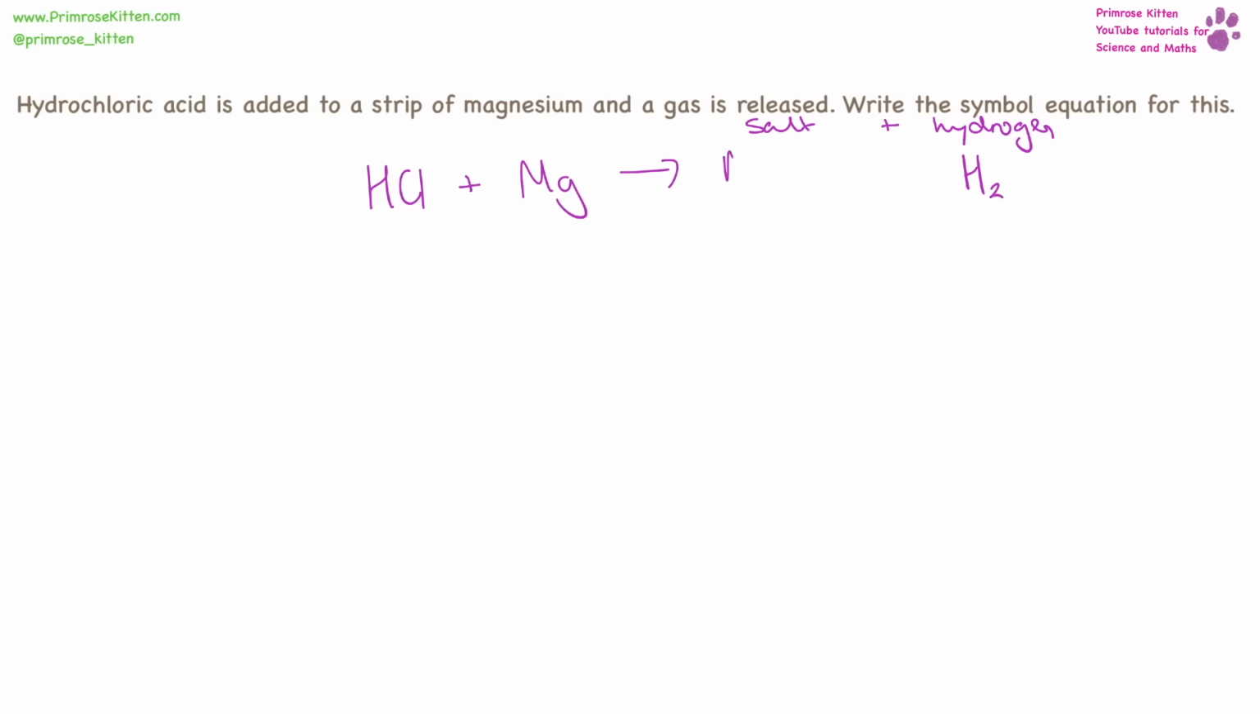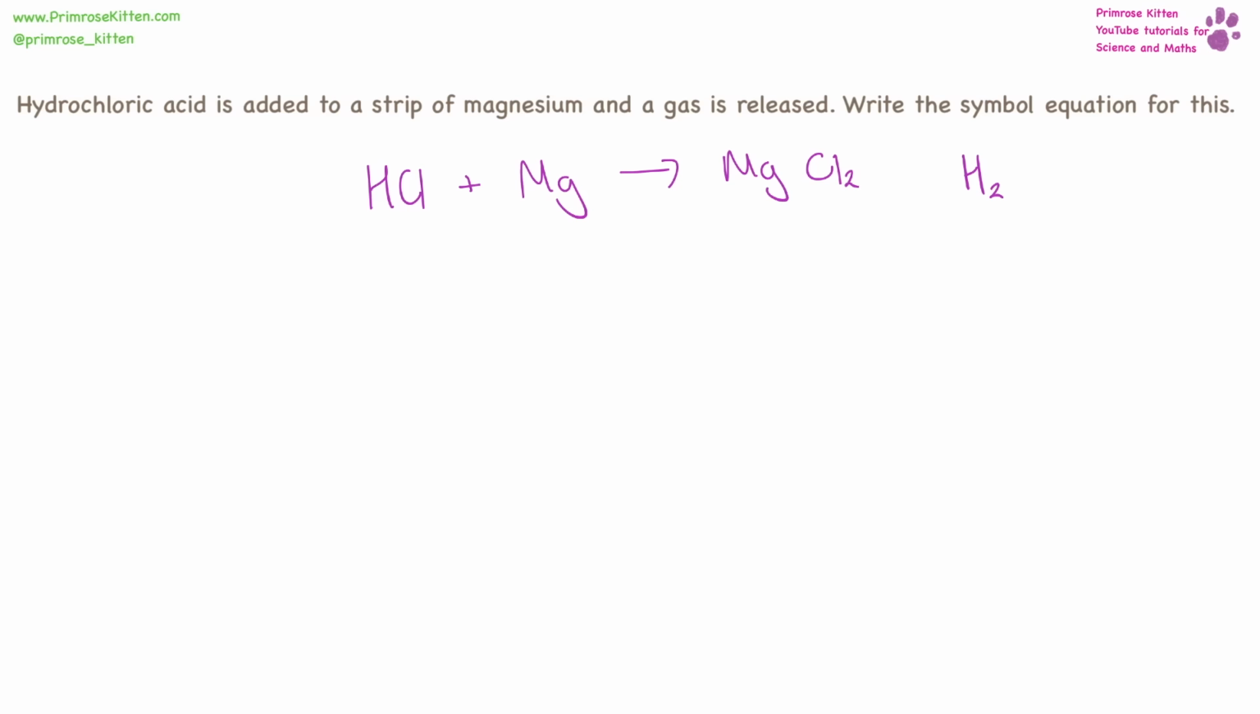The salt is going to be magnesium chloride, but we need to know that magnesium is a 2+ ion and chlorine is a 1- ion. So it needs to be MgCl2 so that there are 2 negative ions for each positive ion. Now this is supporting a lot of skills, recall of the formulas, working out the salts, the products, so working out what type of equation it is, and then after all of that we need to balance it.